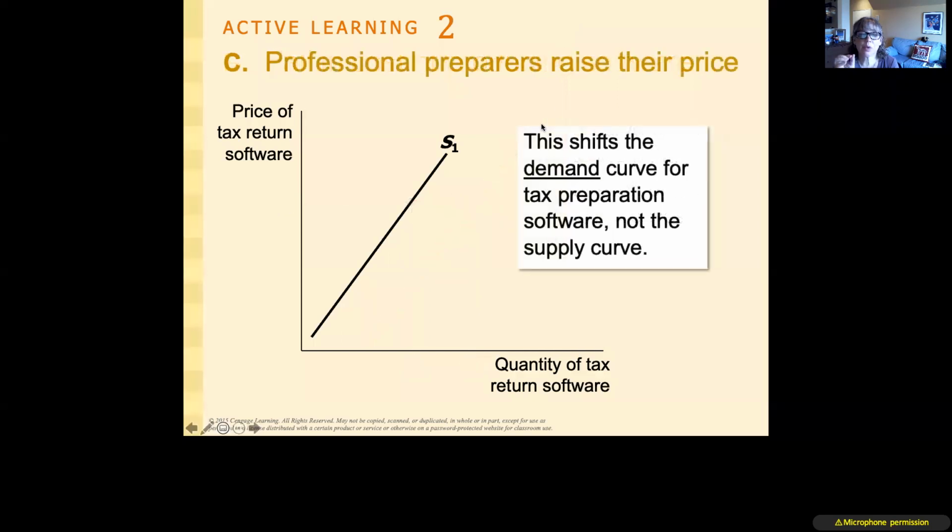The third one was the professional tax preparer raising their price. Well, what do you think happens? If a tax preparer raises its price, you are going to increase the demand for the good. But the truth be told, it doesn't change the supply. And when we get into equilibrium, we'll look at this a little bit more.